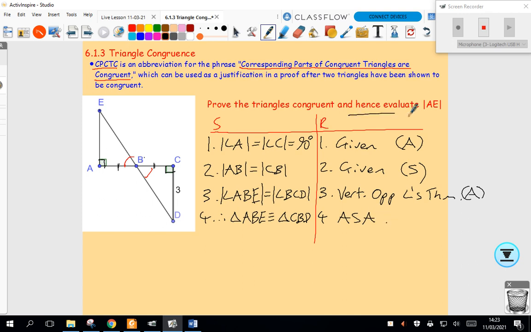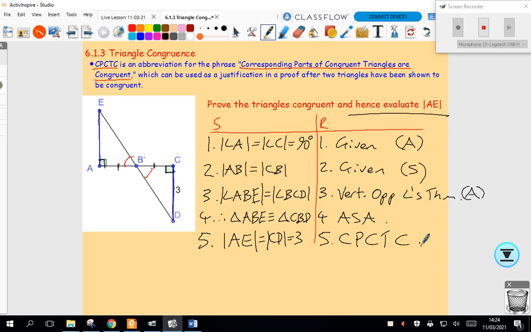We're asked to evaluate AE, so maybe I might just do that as a final statement. The distance from A to E, well, that part of this top triangle corresponds to this part in this bottom triangle. So the distance from A to E has to be equal to the distance from C to D, which is 3. And my reason there is because corresponding parts of congruent triangles are congruent.